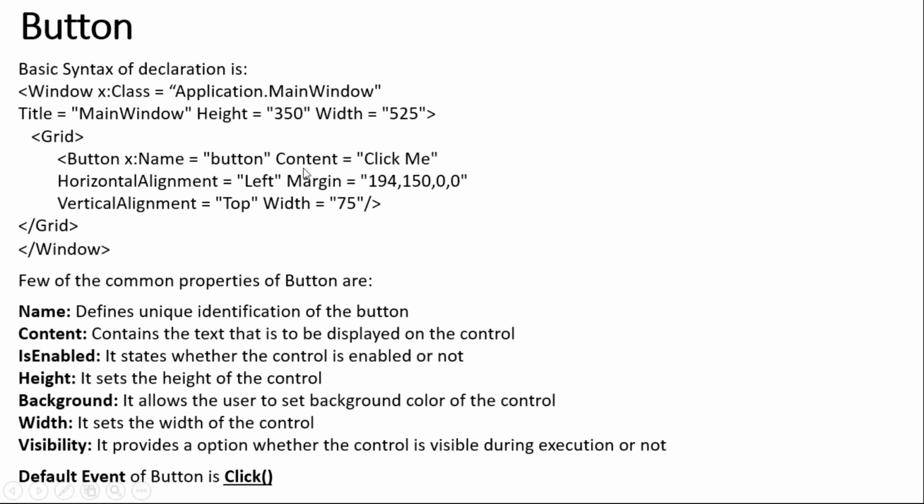Then Content: instead of text or value, we are writing Content here. Content is whatever you want to display on that particular control. So Content equals to Click Me, that is the text equals to Click Me. If you write these two properties, it's okay. If you don't write, it's okay for me. HorizontalAlignment equals to Left, where you want to align this. Then VerticalAlignment equals to Top. And what are the margins you want to set? The margins are the same as HTML, right? Top, left, bottom, right. And then Width, by what width you want to set this particular control.